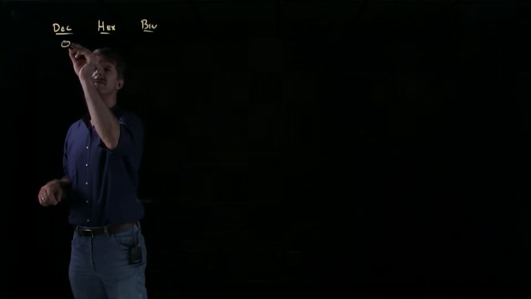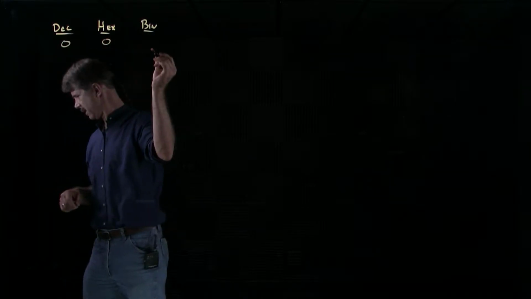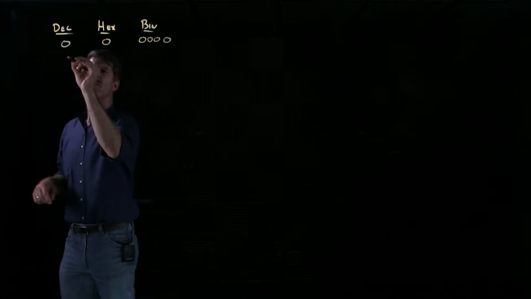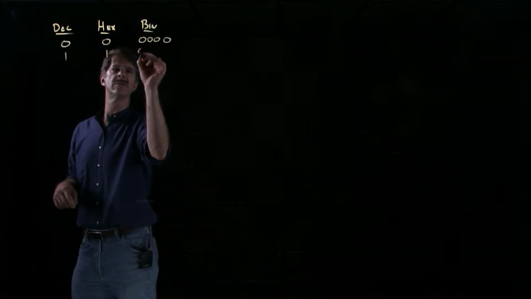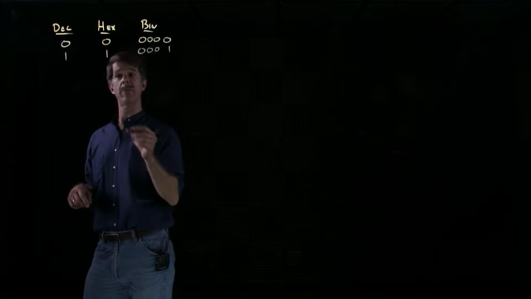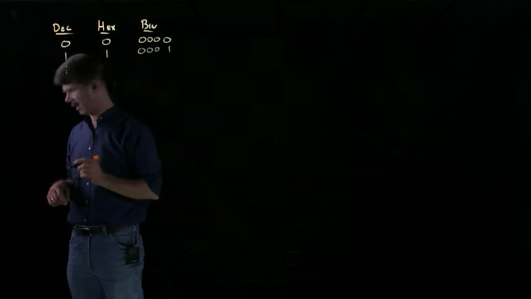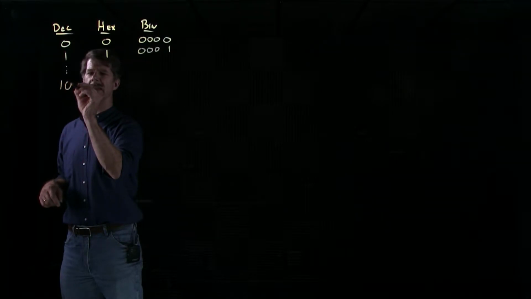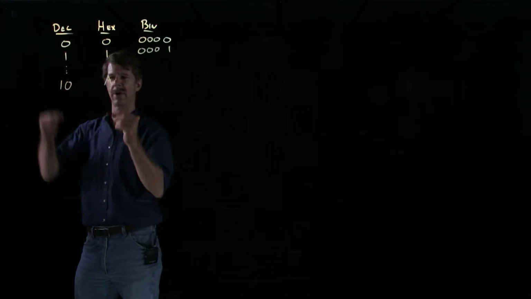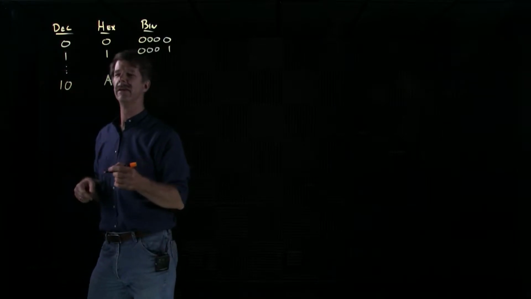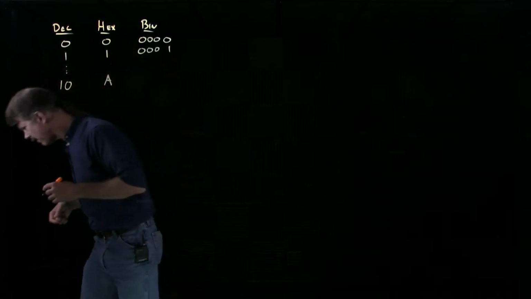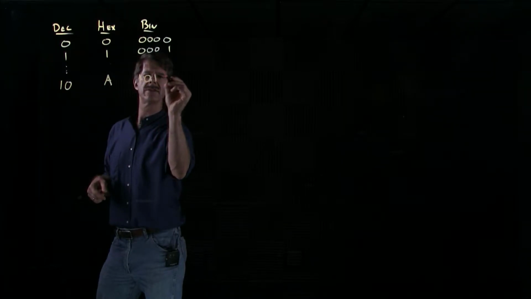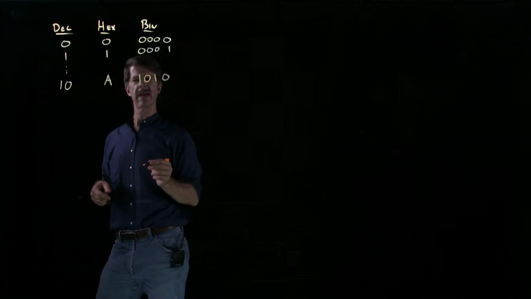Then 0 equals 0 equals 4 digits, 0, 0, 0, 0. 1 equals 1 equals 0, 0, 0, 1. All pretty boring, so let's skip ahead a bit and write down 10. 10 is A, because we ran out of the last digit for binary at 9. And that would be 4 plus 2, which I think looks like that.